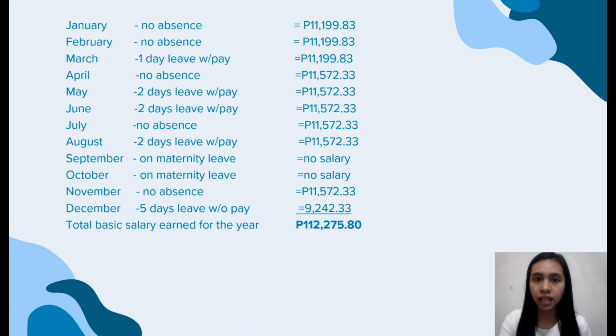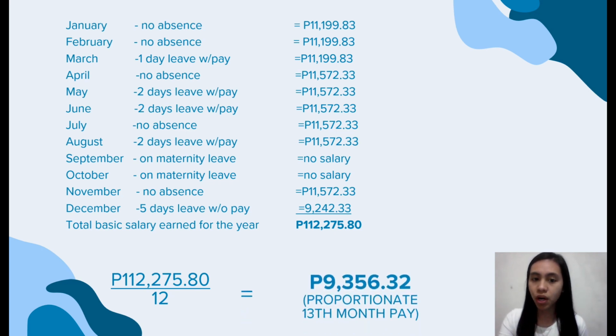So in January, February, March, April, May, June, July, August, September, October, November, December, when you total the salary, the total basic salary earned for the year is equal to 112,275.80 pesos. So 112,275.80 pesos divided by 12 months is equal to 9,356.32. This means that 9,356.32 is the proportionate 13th month pay.